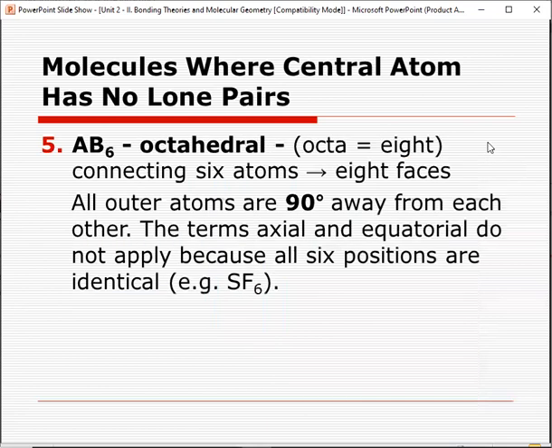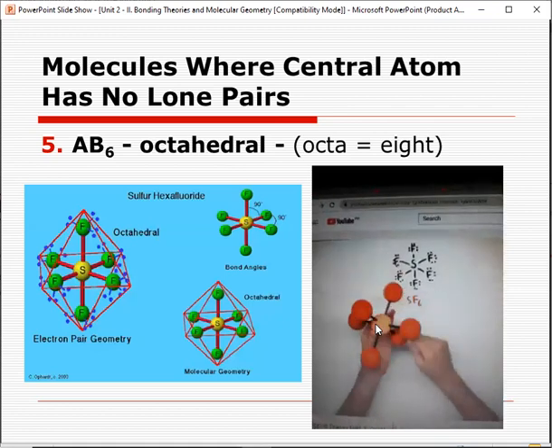AB6 na kay 6 ka outer atoms, ang tawag sa iyang geometry is octahedral. So from the word itself, octa, naa siya 8 ka sides. So connecting 6 atoms or 8 faces. All atoms are 90 degrees away from each other, and the terms axial and equatorial do not apply because all 6 positions are identical. So, nani ang picture.